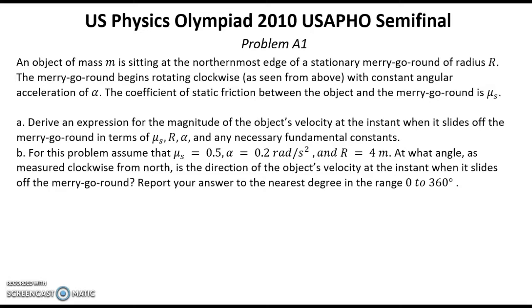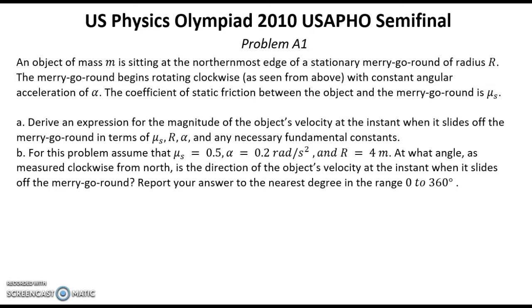Question B. For this problem, assume that mu static equal 0.5, alpha equal 0.2 radians per second square, and r equal 4 meters. At what angle, as measured clockwise from north, is the direction of the object's velocity at the instant when it slides off the merry-go-round? Report your answer to the nearest degree in the range from 0 to 360 degrees.